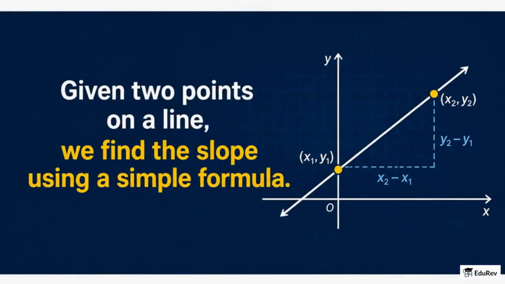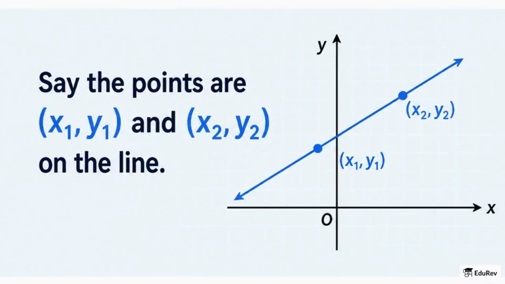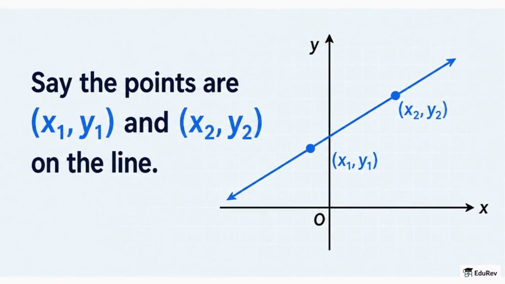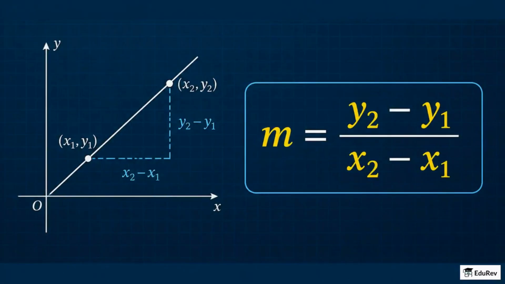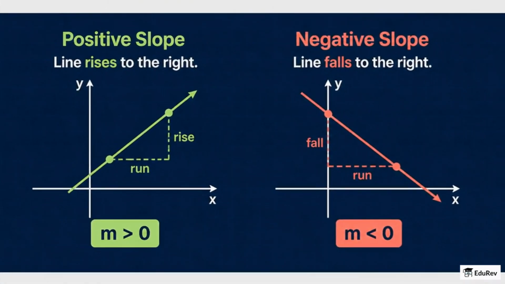When 2 points on a line are given, we find the slope with a simple formula. Say the points are (x1, y1) and (x2, y2) on the line. Then m equals (y2 minus y1) divided by (x2 minus x1). This formula gives a positive slope when the line rises to the right and a negative slope when it falls.